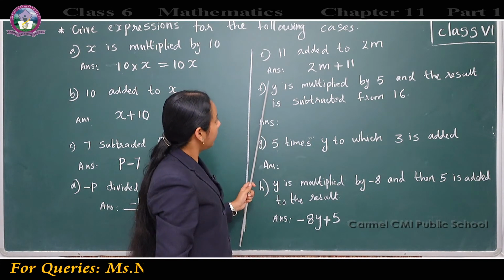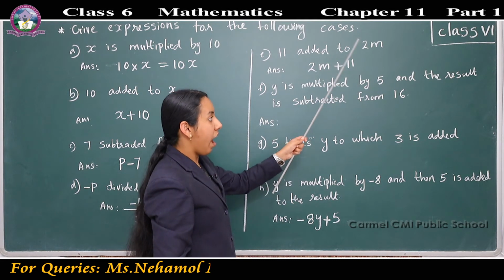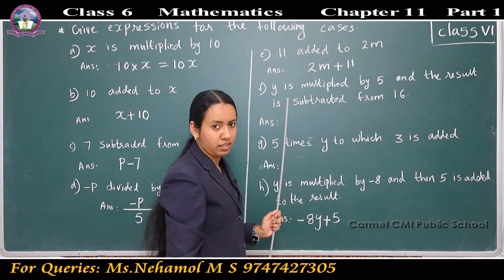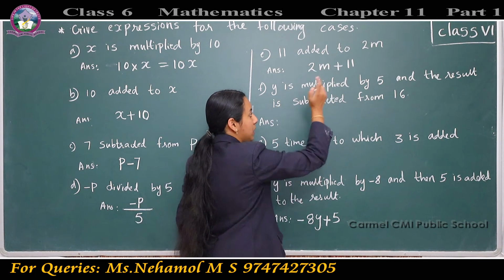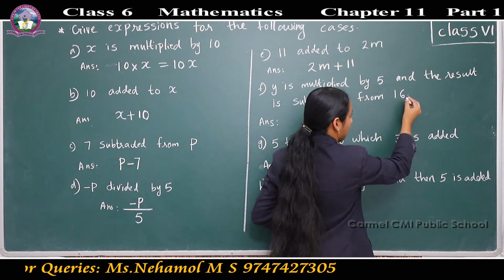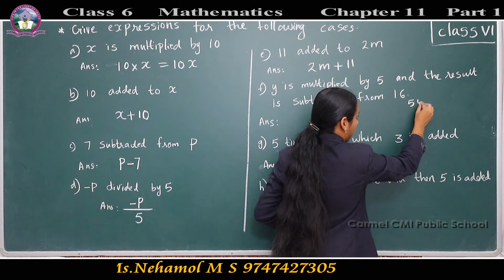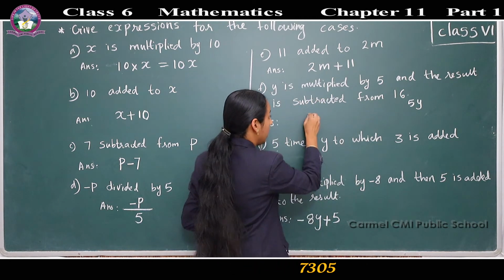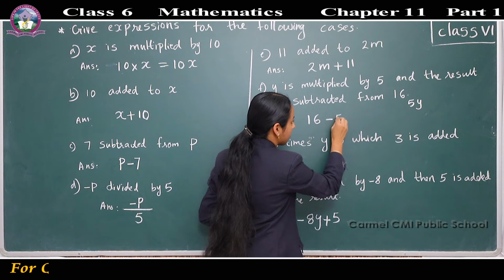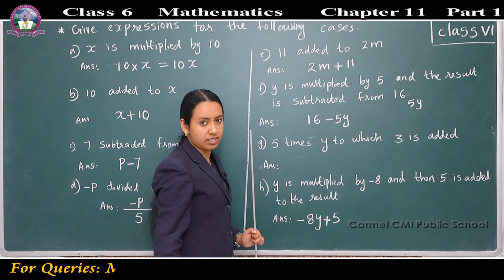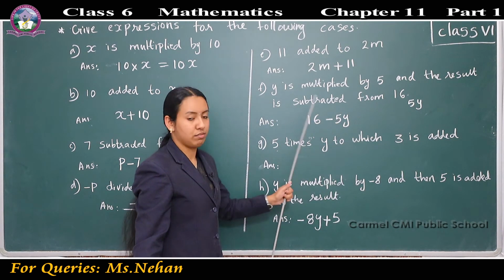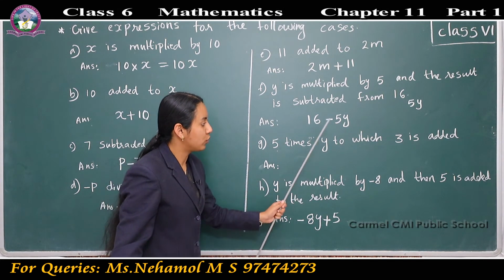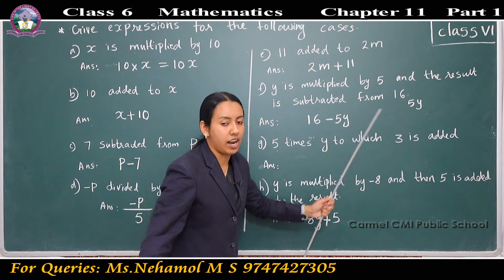Next one, y is multiplied by 5 and the result is subtracted from 16. What is given? y is multiplied by 5. So, y into 5, that is 5y. And the result is subtracted from 16. So, 16 minus 5y. That is the answer.